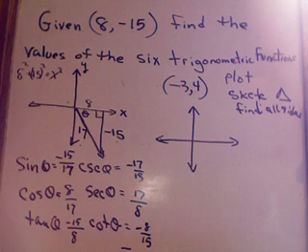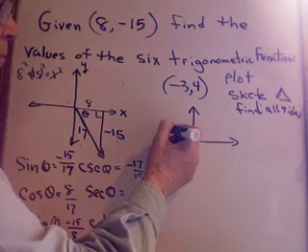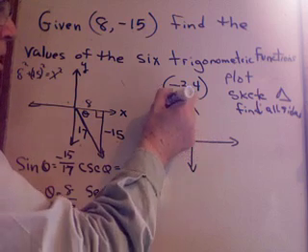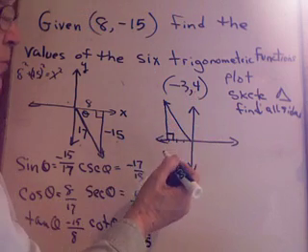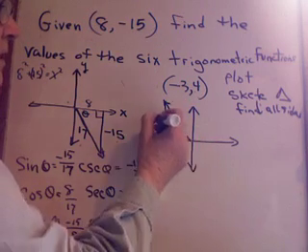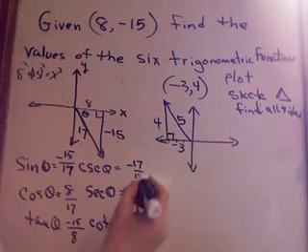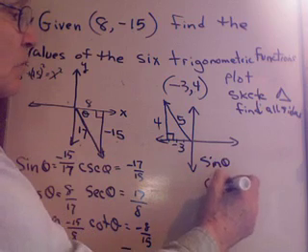Next I'm going to plot the point. So over 3, up 4. There I go. Draw the ray. Put the other sides in. Where's our perpendicular? Negative 3 here, positive 4 here. This side, if you figure it out, comes out to be 5. So now can I do the 6 trig functions of this one?